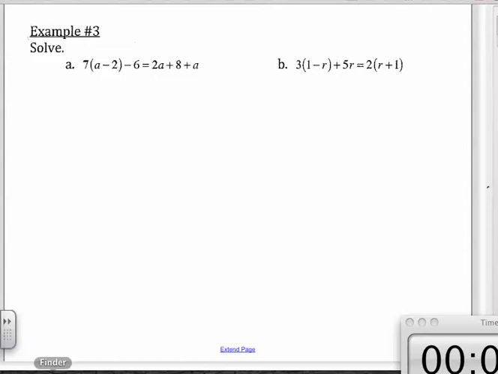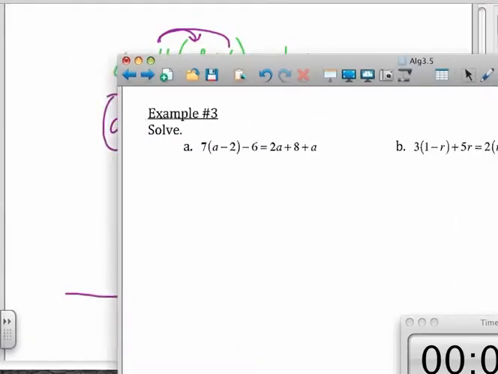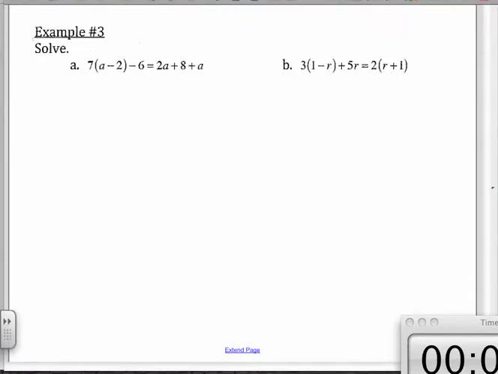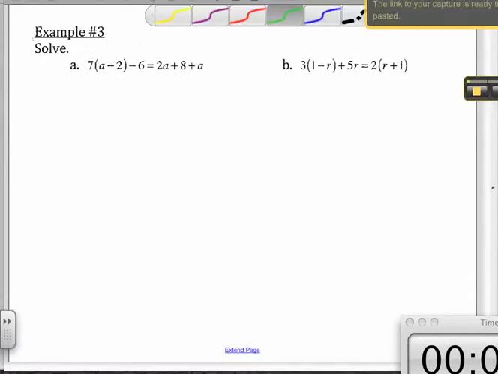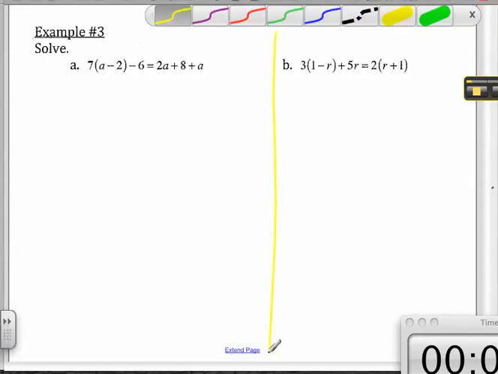Gordy, what's the first thing I want to do here on example number 3? Looking at A, that is. You want to divide both sides. Wait, you want to distribute. All right, Gordy's telling me that I want to simplify first, so I need to distribute.